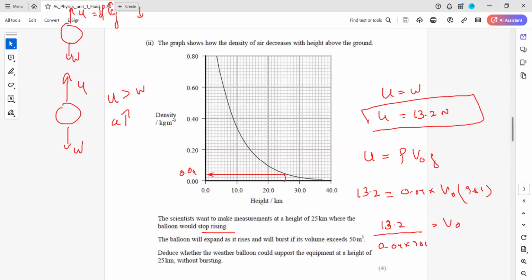So the volume of the object, if you divide, okay, 33.6. So the volume is 33.6 meter cubed. The balloon will expand as it rises and burst if it exceeds 50. So at this height the volume of the balloon is about 33, which is less than 50. So the balloon will not burst. Is this clear?